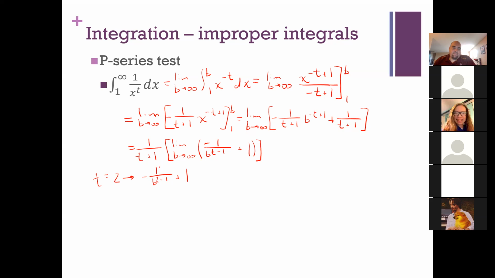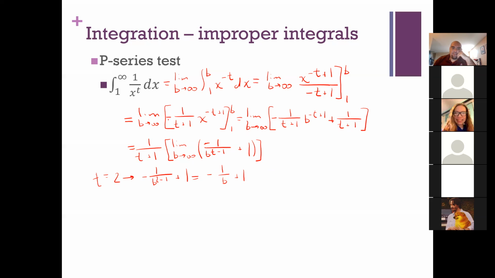It's always going to just be b to the 2 minus 1, which is going to be 1. So b is just going to get larger, and then the fraction as a whole is going to get smaller. Add 1 onto it, it's just going to become 1. So this negative 1 over b, this is 1 over b, we know that goes to 0. So we know when t equals 2, that we're going to converge.